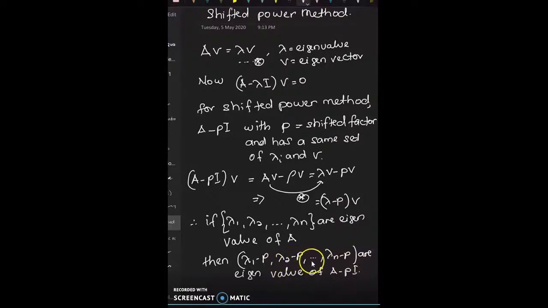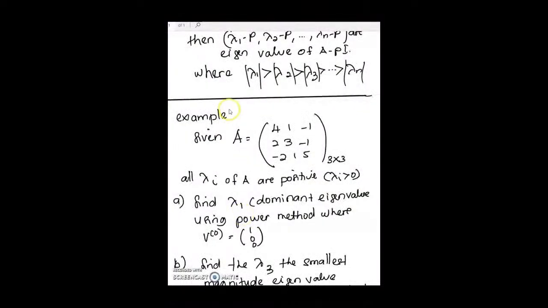Now we are going to generate a new matrix B equal to A minus PI. What is P? P is the shift factor, or the eigenvalue that you get from the power method, that is, from lambda 1. So let's change B equal to A minus lambda 1 I. We can do this because lambda 1 is always greater than lambda 2, which is always greater than lambda 3.